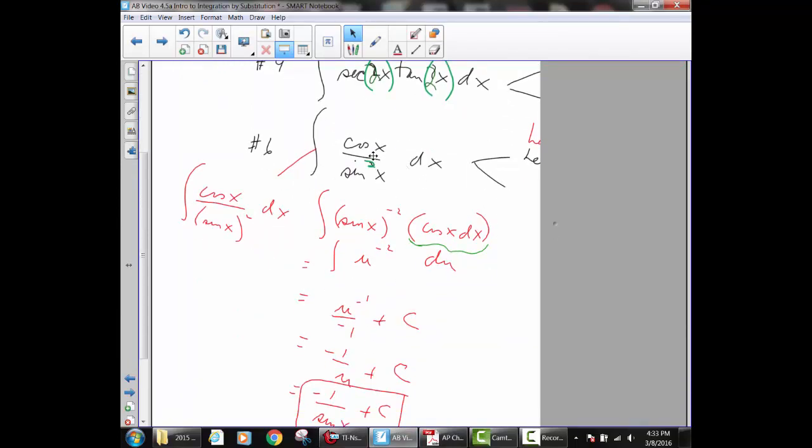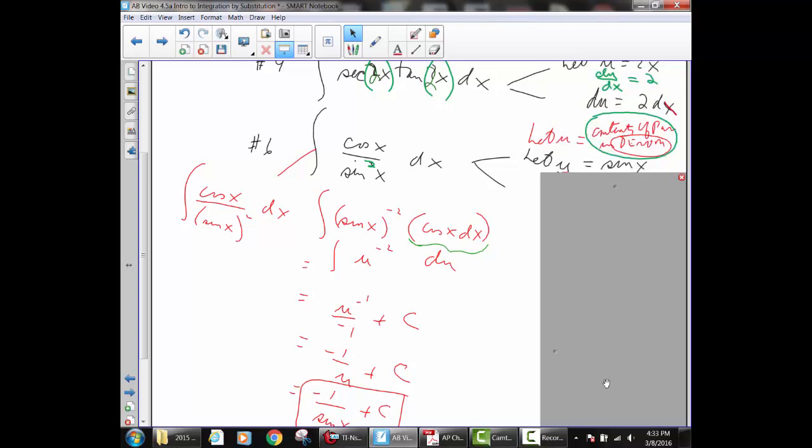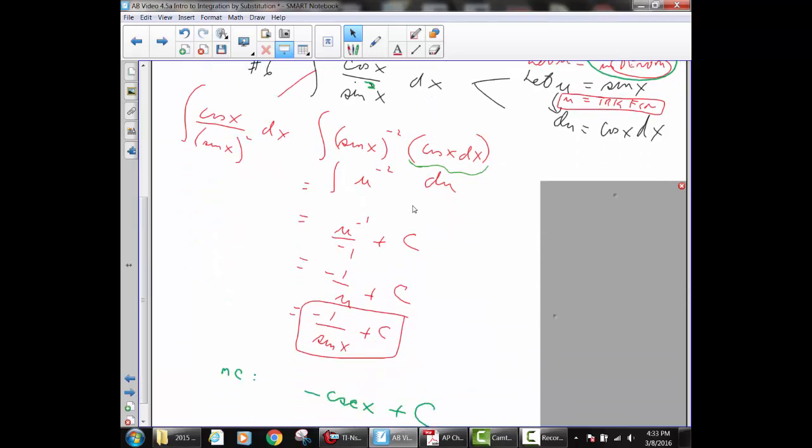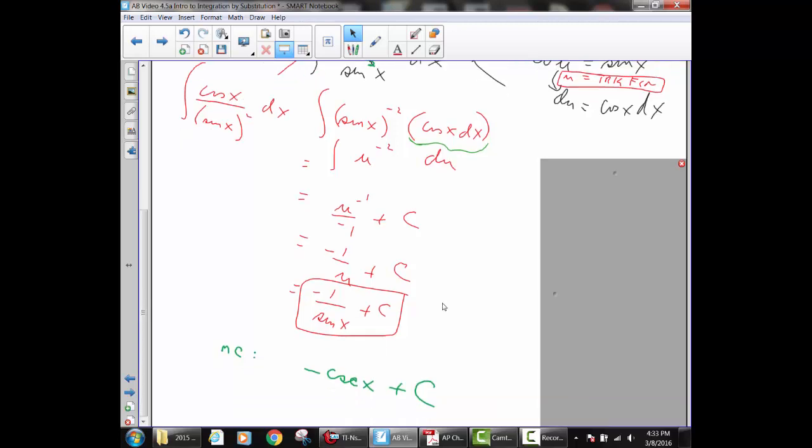This is an interesting one, cosine x over sine squared, which is sine x to the -2 times cos x dx. If you let u equal sine x, the derivative of sine x is cos x dx. So notice I'm letting u equal the entire trig function, whereas here, I let u equal the angle of the trig function. But here I'm going to let it equal the entire trig function. So this becomes integral u to the -2 du, which becomes -1 over sine x plus c, or negative cosecant x, same thing.